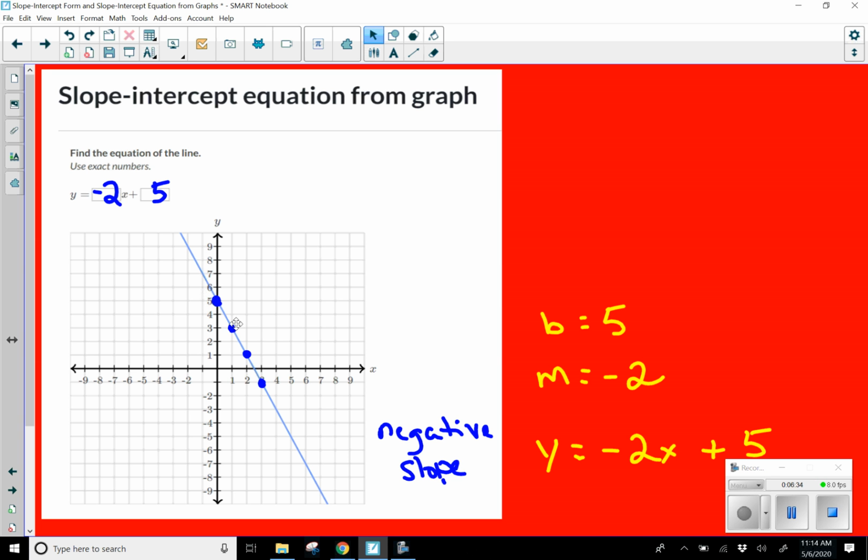Notice that I filled in some points here. Where I see the intersections are where I put my points. Going left to right, I can see that I'm going down 2 over 1, which means my slope is a negative 2, which makes sense because the line's going downhill left to right, which means it should be a negative slope. Therefore, your full equation would be y equals negative 2x plus 5. And as you can see, I filled that information in up top.